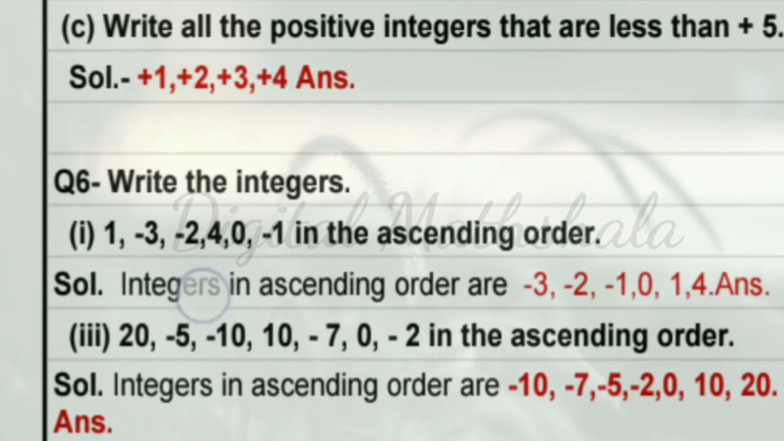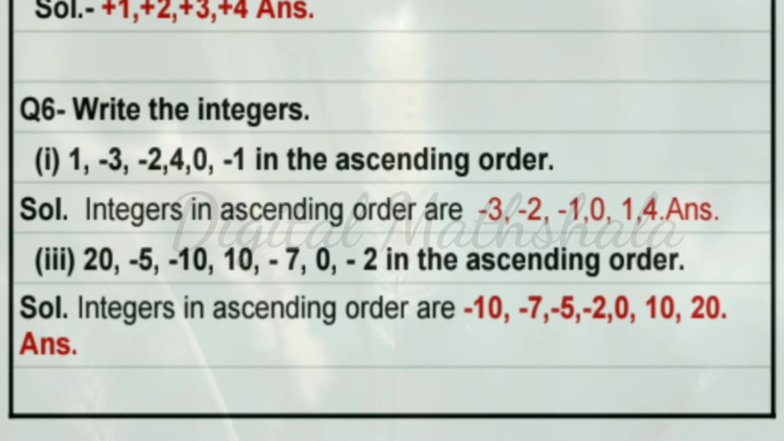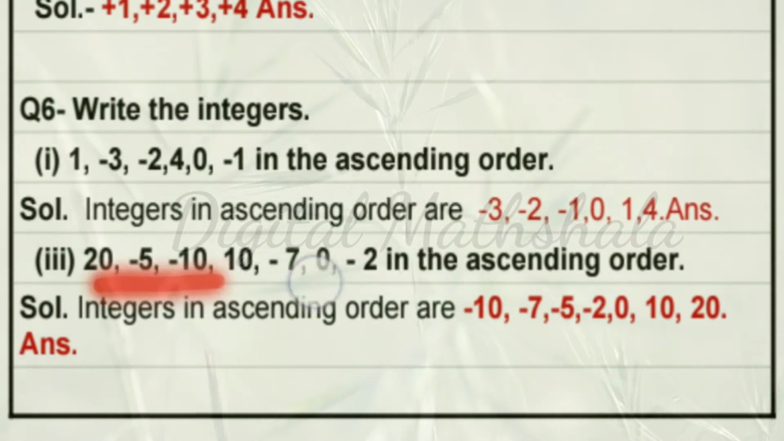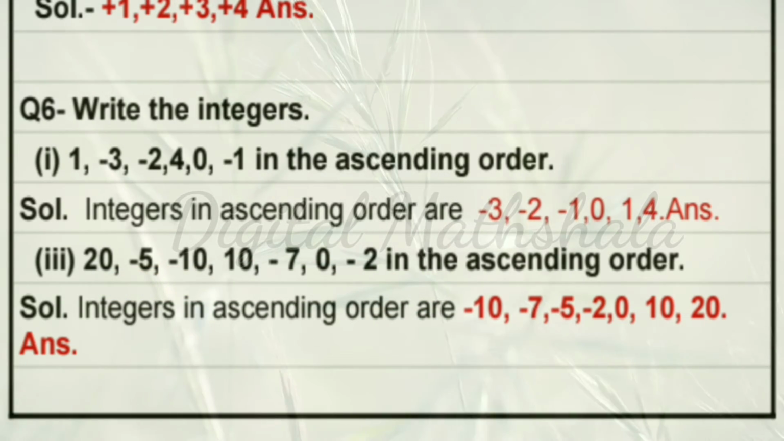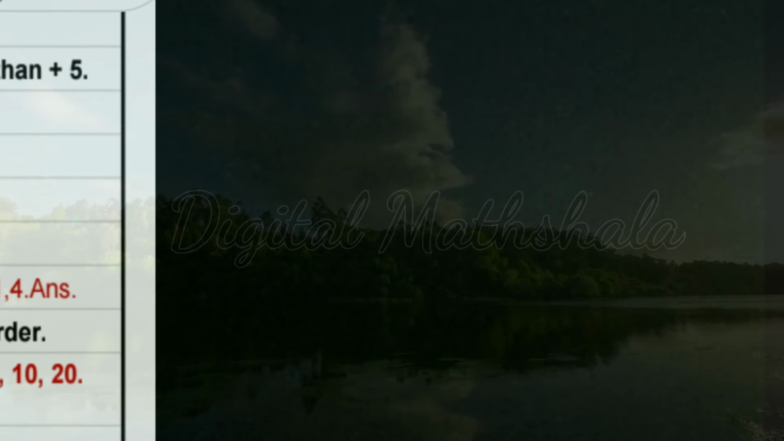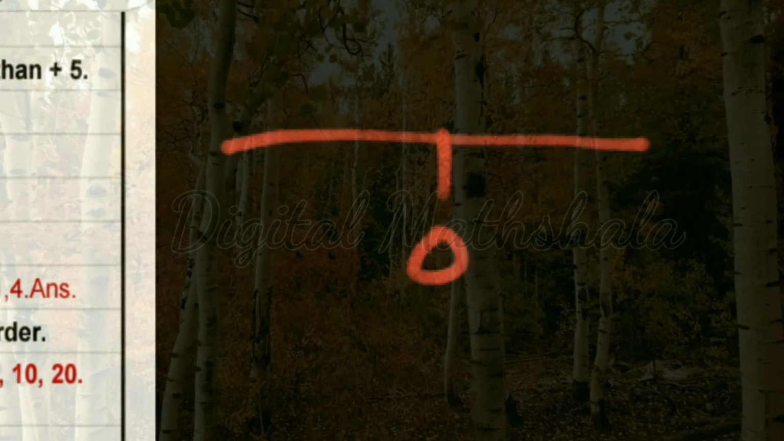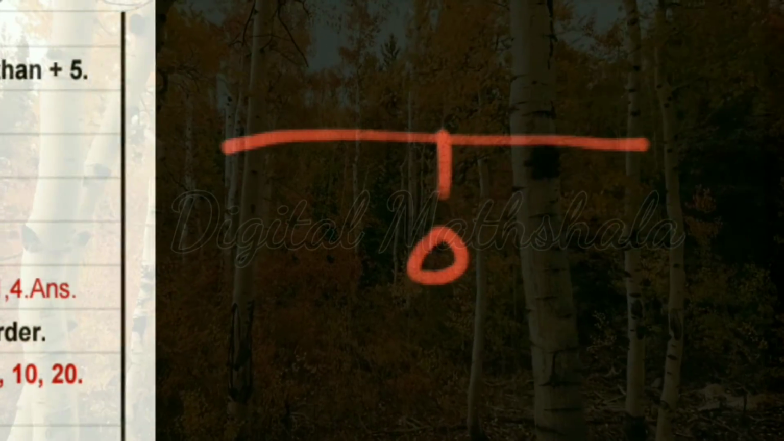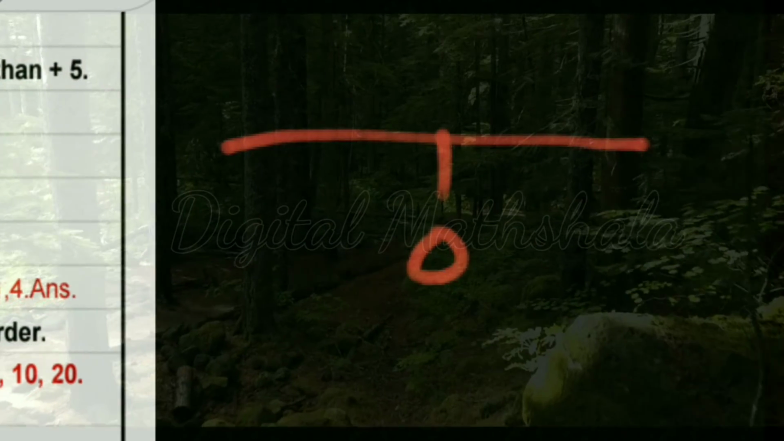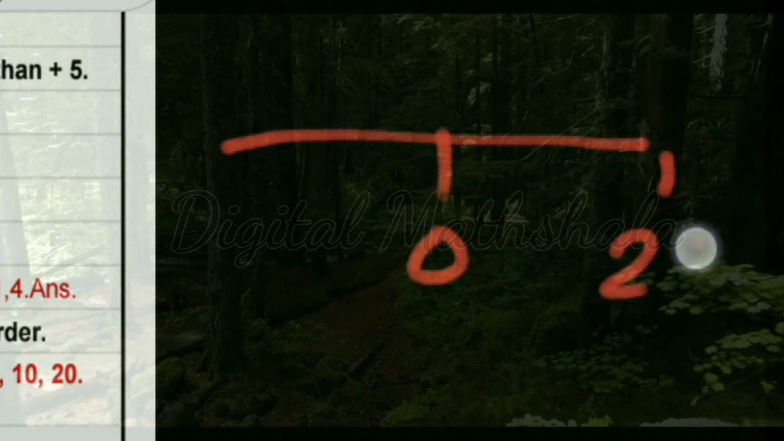So now let us see the next question for the third part. Here you can see, in the ascending order we will find out. First of all, we will write a rough diagram of a number line. Here you can see 20 is given. Where will we get 20? On the right side we will get 20.